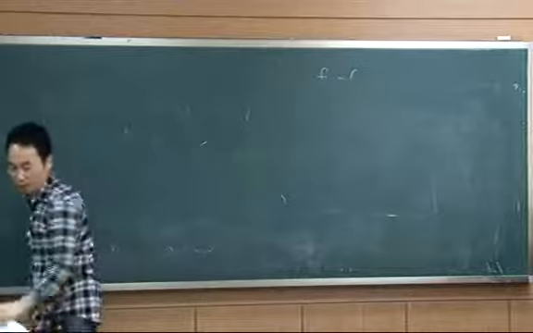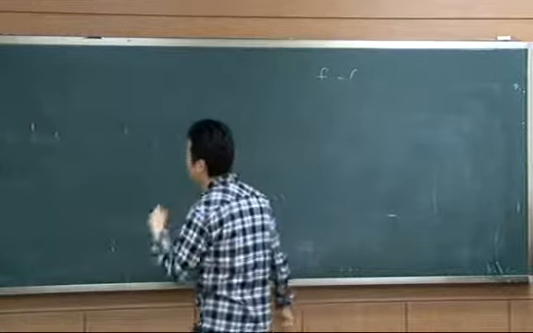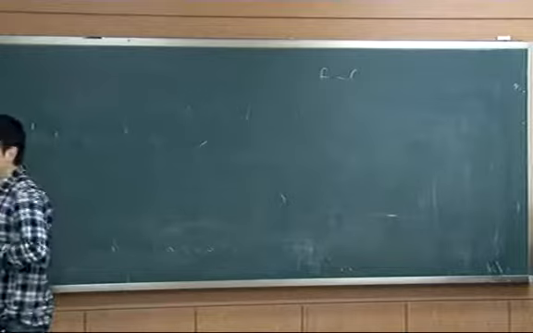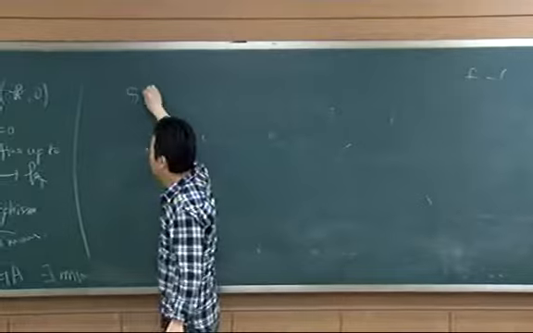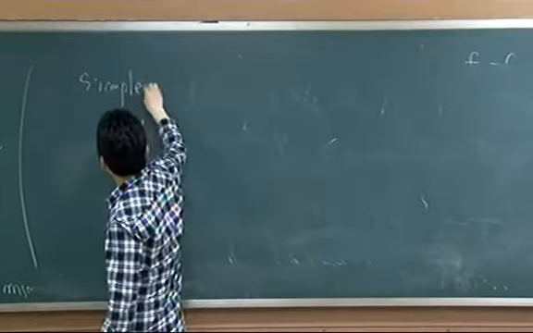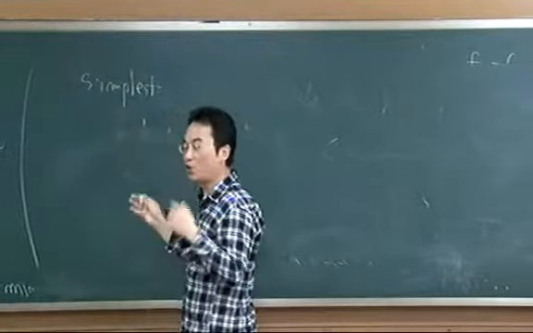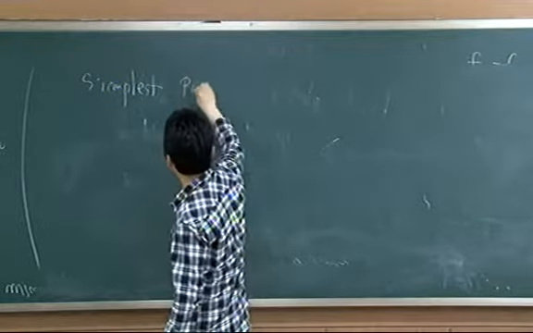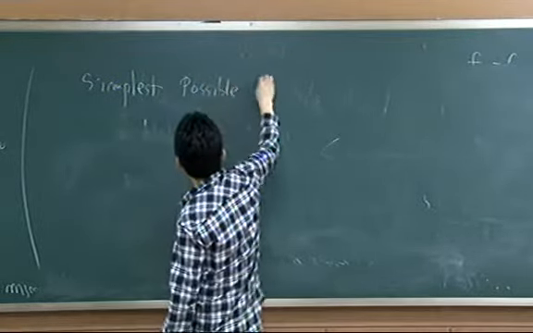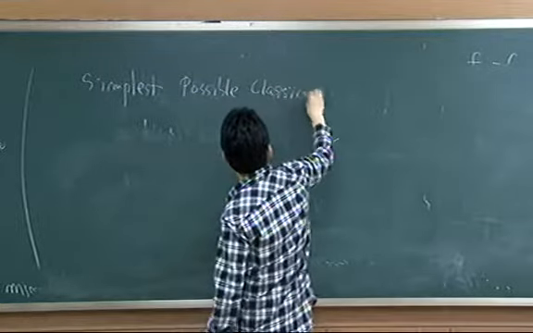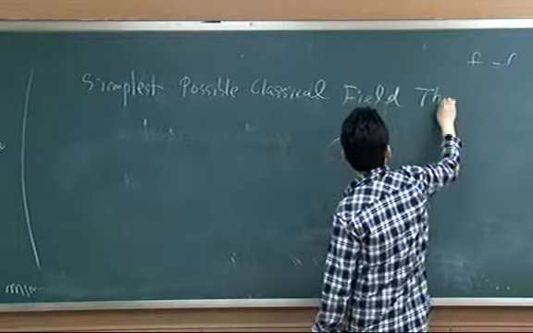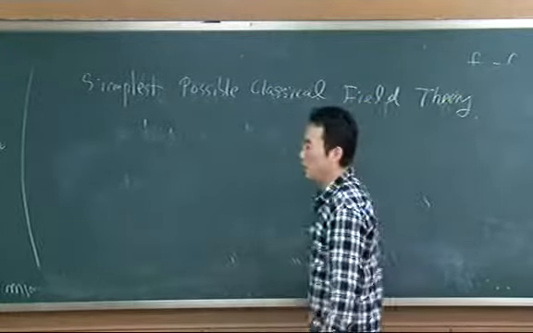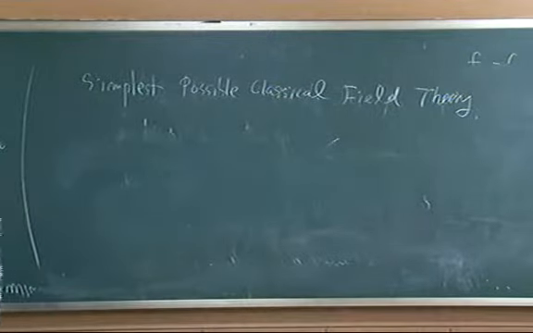Now I'm claiming why this is classical physics. Let me give the simplest possible classical field theory. I'm doing this because all the examples are complicated. Here, you can regard this model as a zero-dimensional classical field theory.